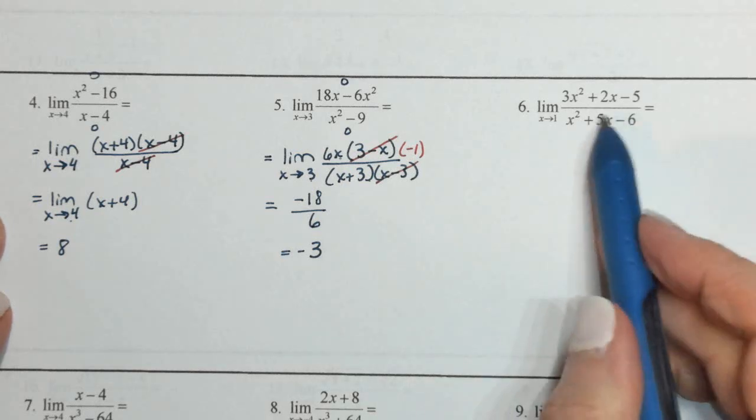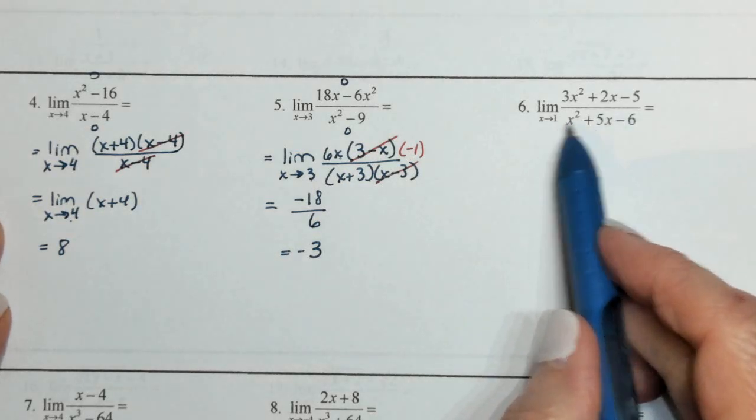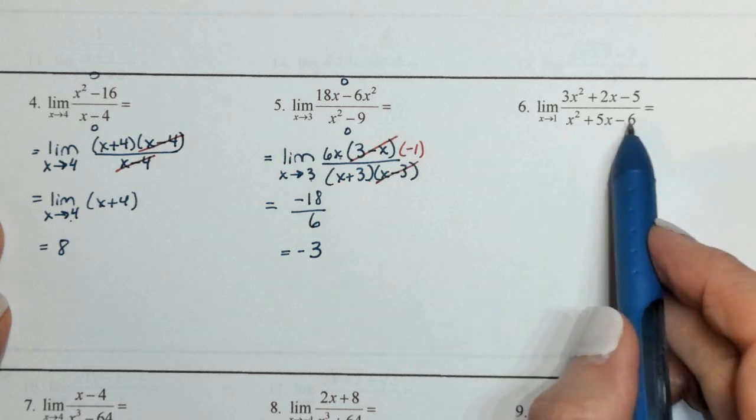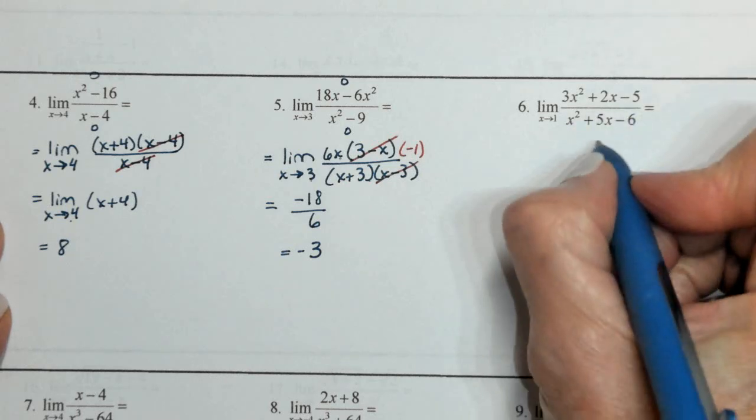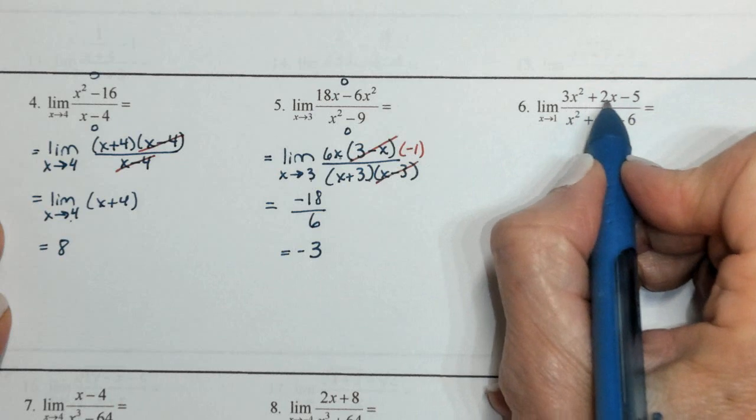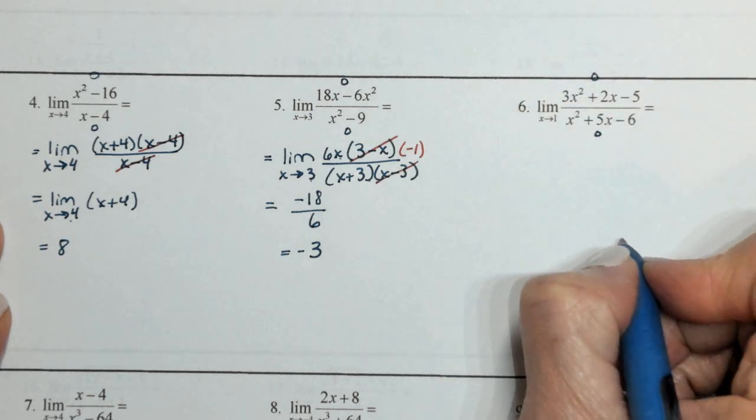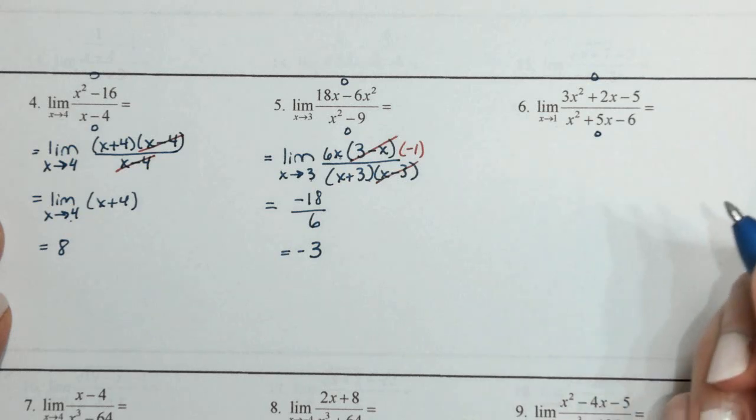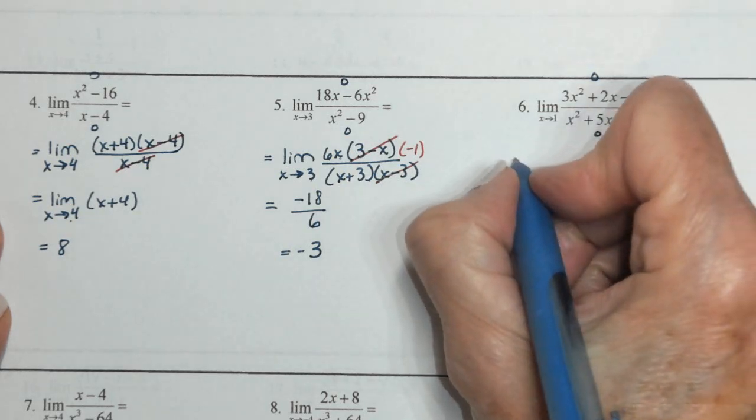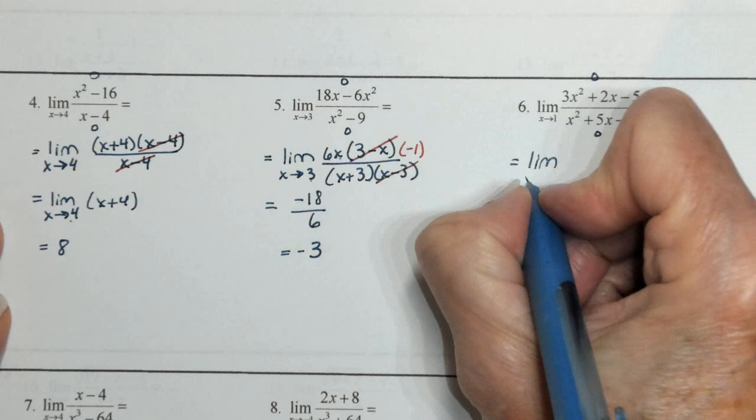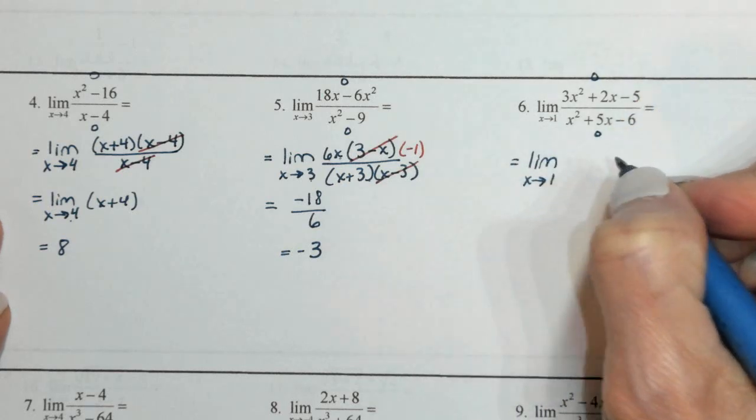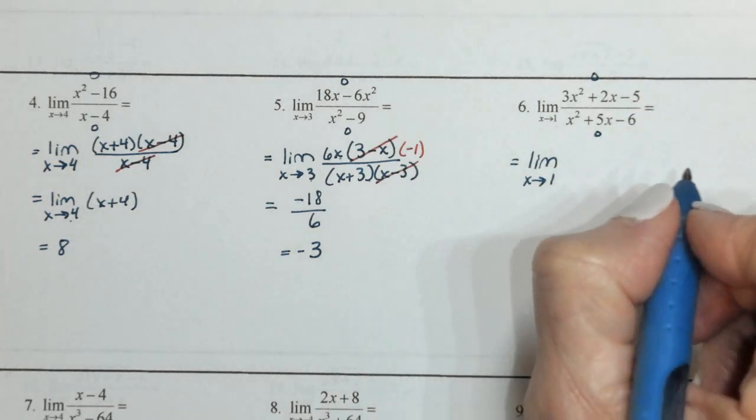Number 6. Put 1 in for x. 1 plus 5 minus 6 is 0. 0 on the bottom. 3 plus 2 is 5, minus 5 is 0, 0 on top. So there's a hole. We have to eliminate the hole. Keep writing limit until you can plug in and not get 0 on the bottom.